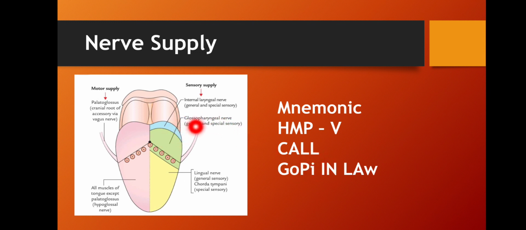And next, posterior 1/3. It is supplied by the glossopharyngeal and the internal laryngeal nerve. How to remember? GoP. G stands for glosso, P stands for pharyngeal. So glossopharyngeal nerve. And next, InLa. In means internal. La means laryngeal. So internal laryngeal nerve, posterior 1/3. Here P is there, that means it is the posterior side. So GoP, InLa: glossopharyngeal, internal laryngeal. So these are the posterior 1/3 supply of the tongue. So this is about the nerve supply.